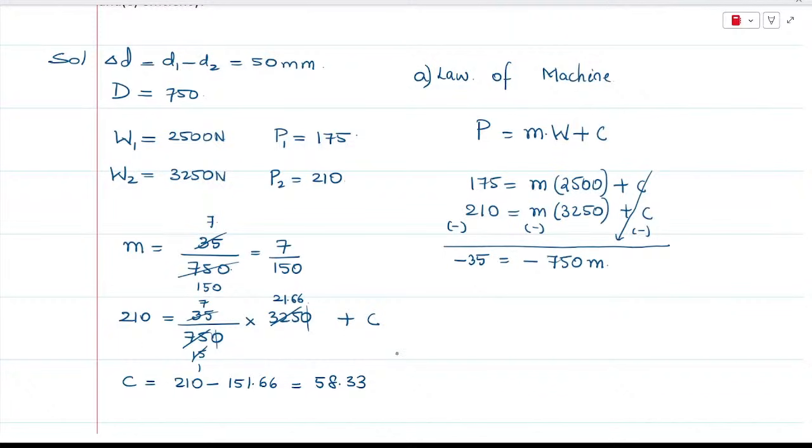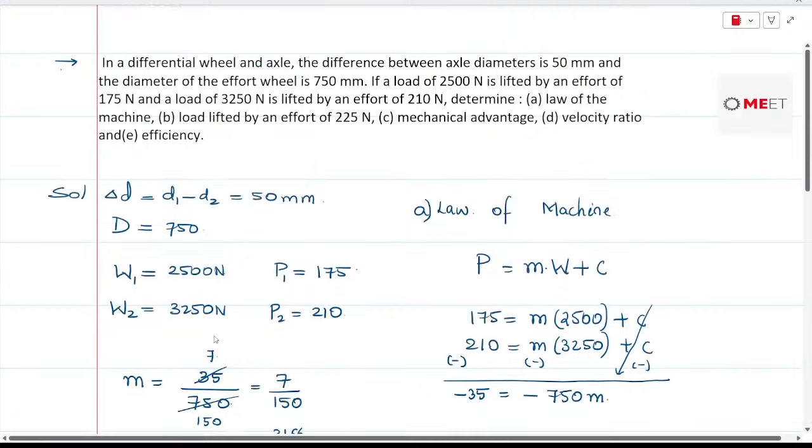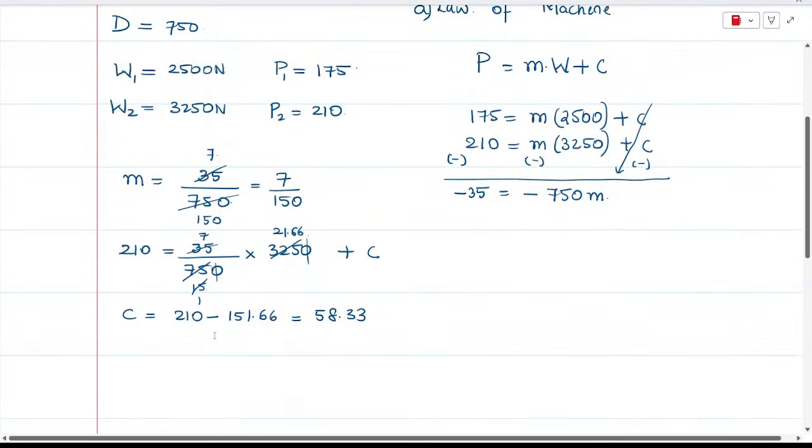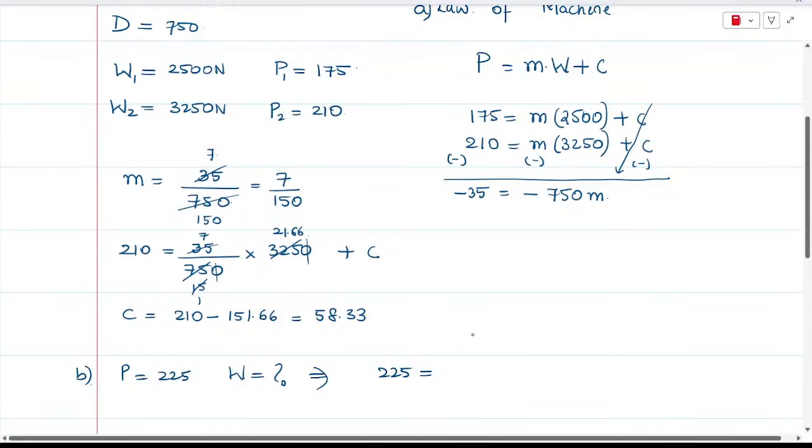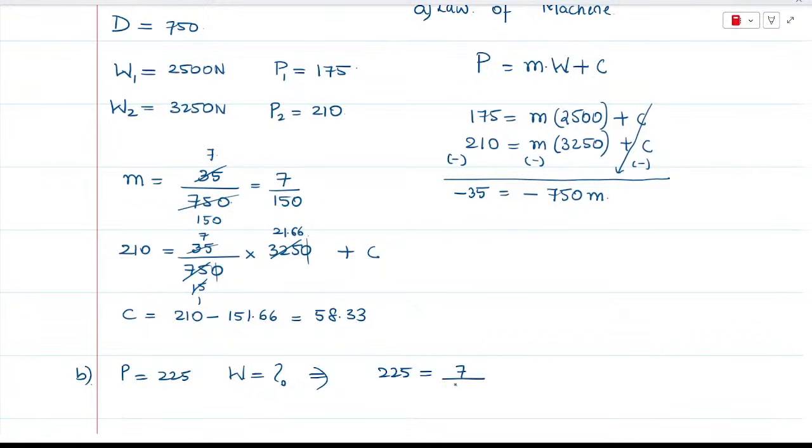Next is part B: if the effort is 225, that is P is 225, then W is equal to how much? Now the values of M and C are known. So 225 is equal to M times W, where M is 7 by 150, W is to be calculated, plus 58.33.